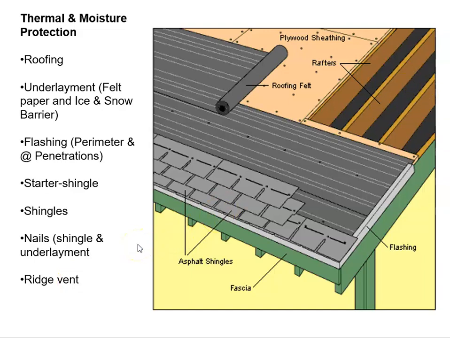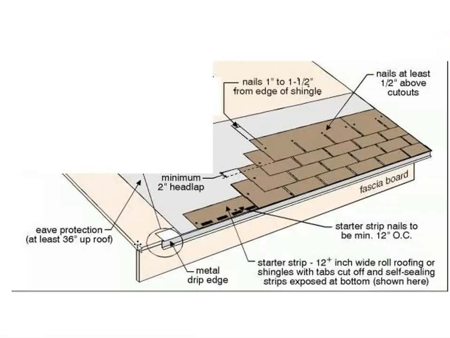So, another review of the components. One more visual on that. So we have our underlayment. Here we can see our starter strip or starter shingle, 12-inch wide roll roofing, or shingles with the tabs cut off, which is often used here. There's our metal drip edge, nails above the cutouts, and we'll look at that more closely as well.